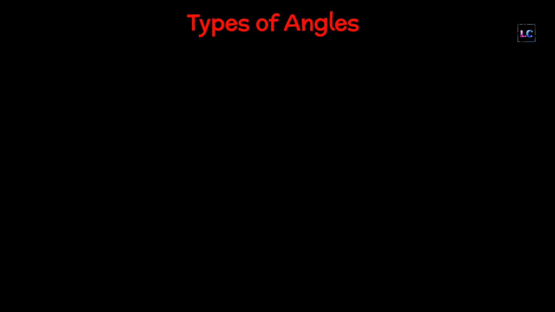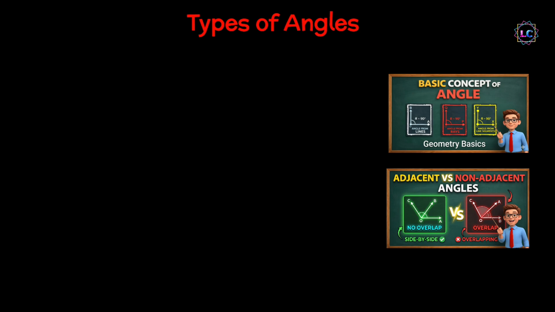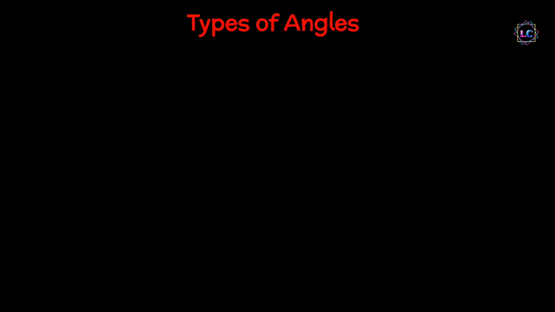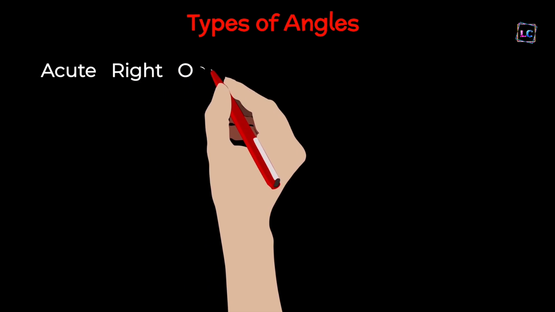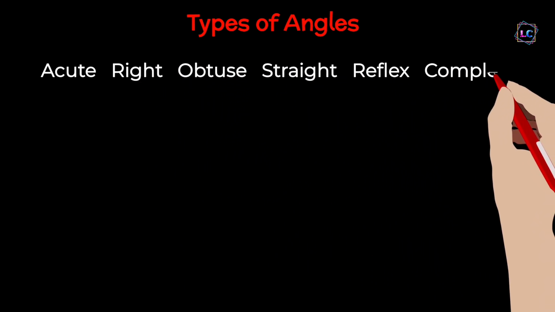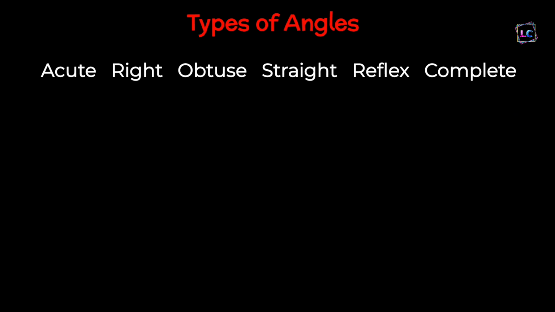In our previous videos, we already talked about what an angle is. Now in today's video, we will discuss types of angles, which are acute angle, right angle, obtuse angle, straight angle, reflex angle, and complete angle. Let's understand them one by one.